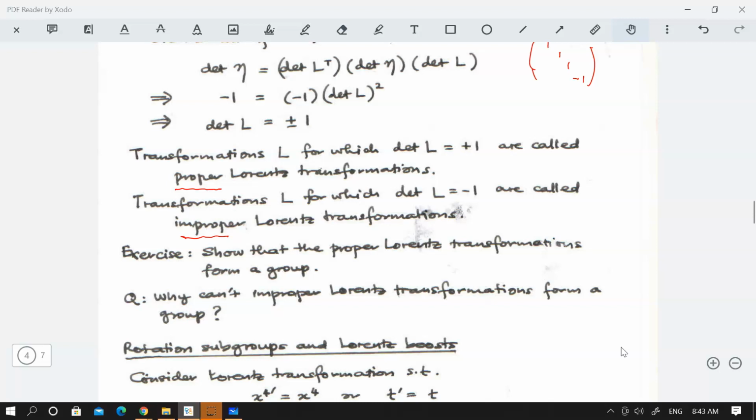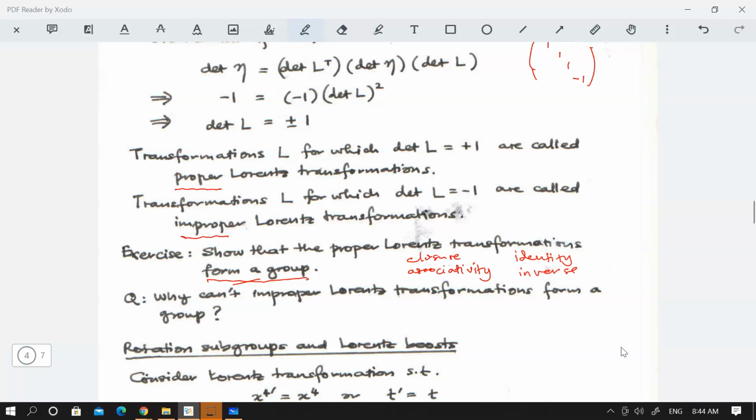One of the exercises is to show that the proper Lorentz transformations form a group. So recall what you need in this particular case. You need your closure, your associativity, and in this particular case, because you represent everything as a matrix, this is more or less automatic. And then you must have an identity, and then you must have an inverse.